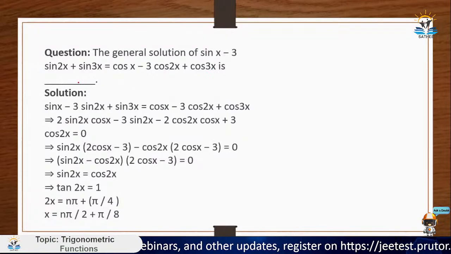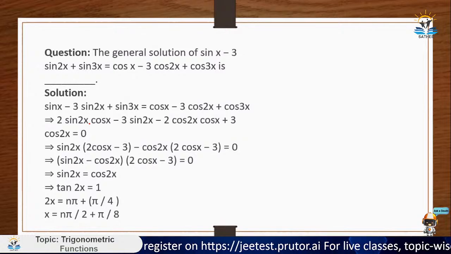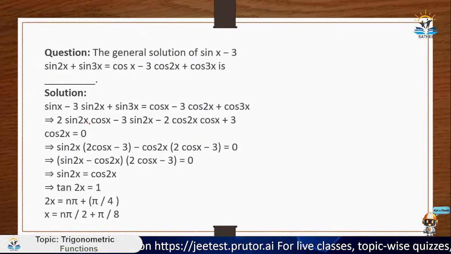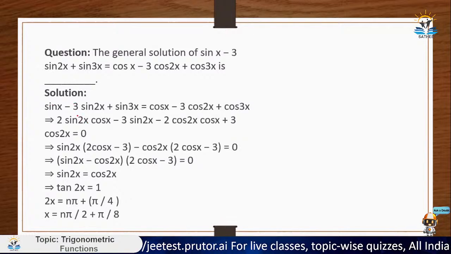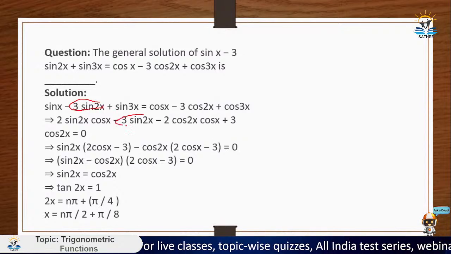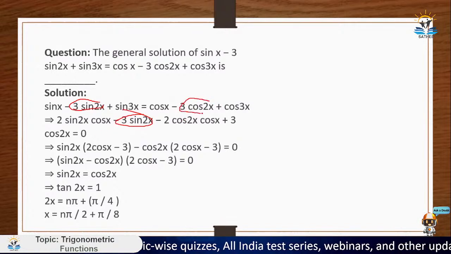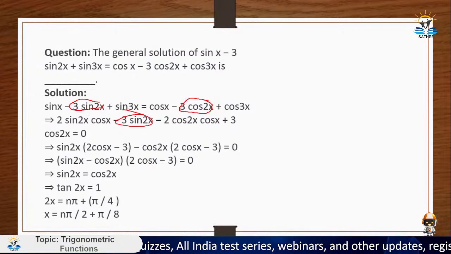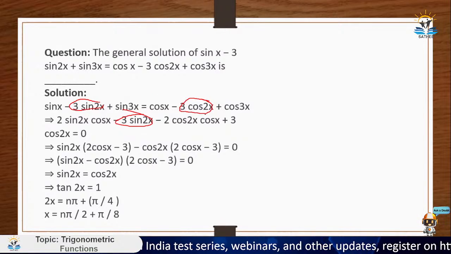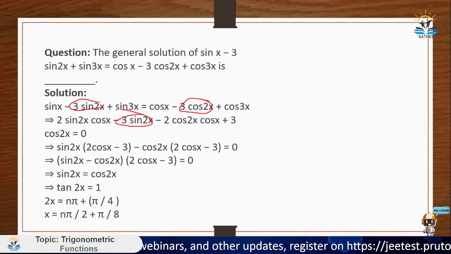The general solution of sin x minus 3 sin 2x plus sin 3x is equal to this, what? Okay, so again doing the same way. Minus 3 sin 2x as it is, and plus 3 cos 2x is also as it is. So we will not touch these two. What we will do basically is play with cos x and cos 3x. So apply the cos c plus cos d formula here. You will get 2 cos (c plus d) by 2 and cos (c minus d) by 2.